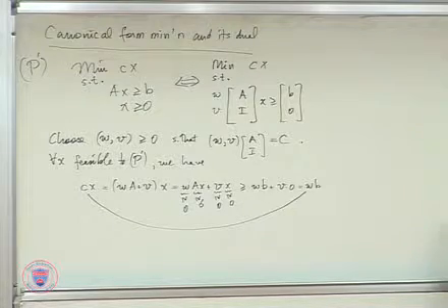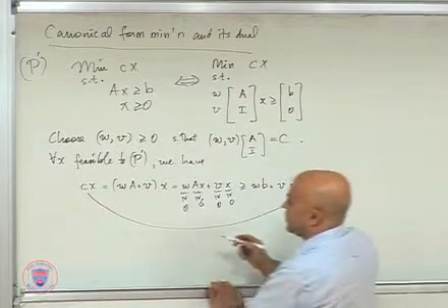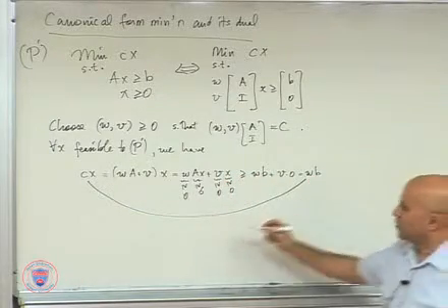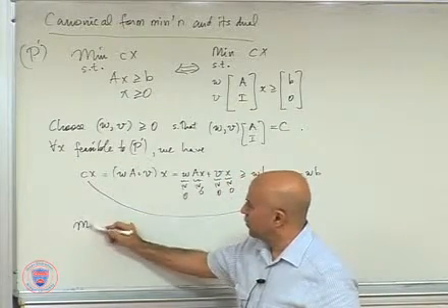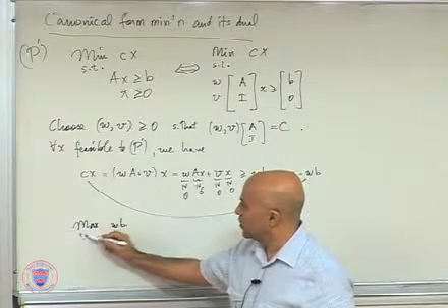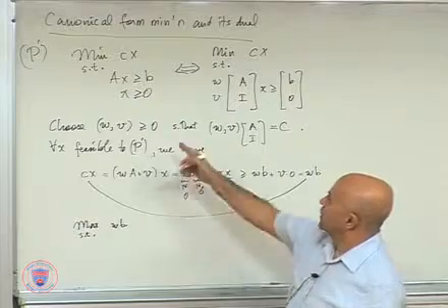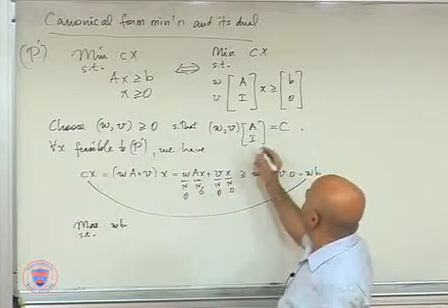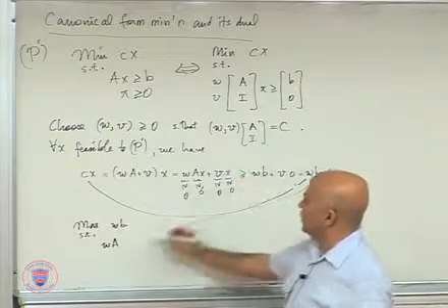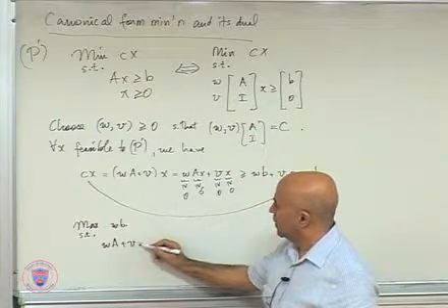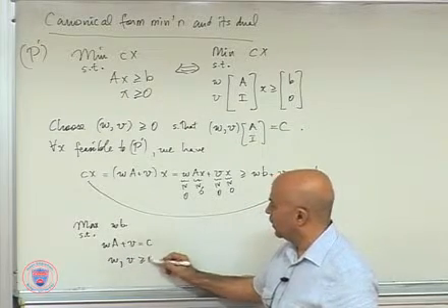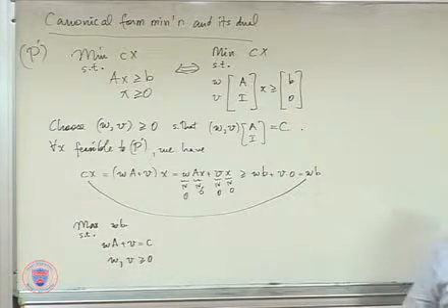Okay? Of course, this gives rise to, so you want to choose, again, the best lower bound, which means that you want to maximize WB subject to these conditions. W times A plus V times identity gives you C, and W and V are both non-negative. Okay?